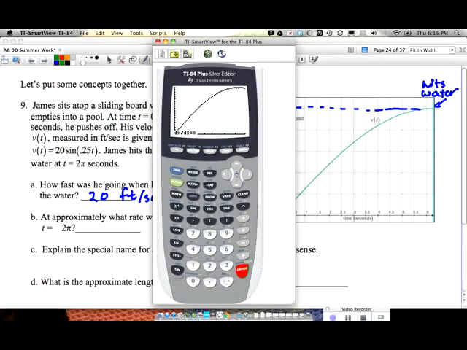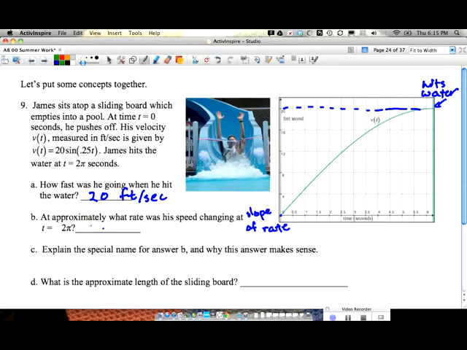Let's see if that works. Does it? It does. Whoa, that's interesting. Our slope is 0. In fact, it's entirely flat at 2 pi. So that means that the slope equals 0. Does that mean that he wasn't going fast at all? No, he was going 20 feet per second, but it wasn't changing. It wasn't going up. It wasn't going down. It was staying right at 20 feet per second, just for that momentary pause.